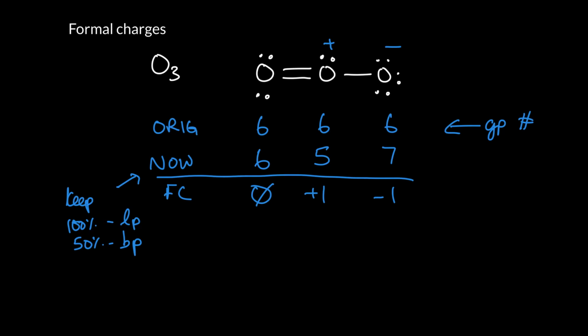Now, another way you can calculate the formal charges is you can just subtract that away from that if you like. So 5 minus 6 is positive 1, 7 minus 6 is minus 1. But I always like to reason it out. If it's lost electrons, it's positive. If it's gained electrons, it's negative. But that's essentially how it works. So let's look at one more example.